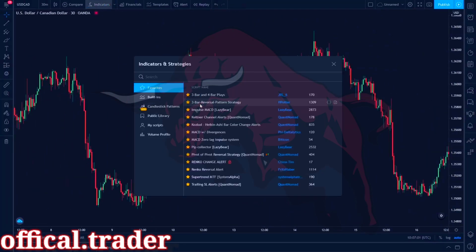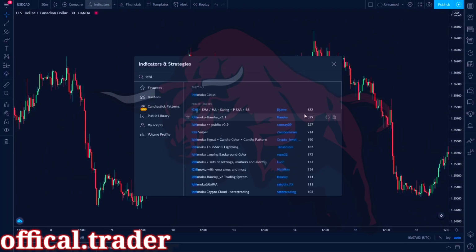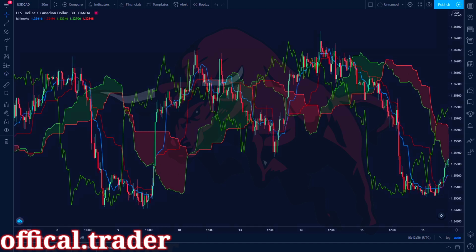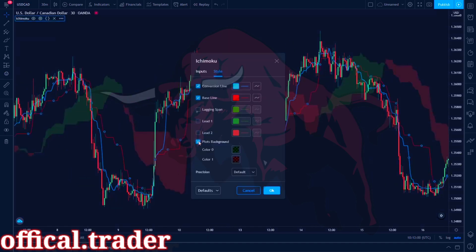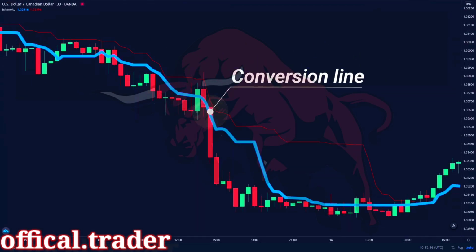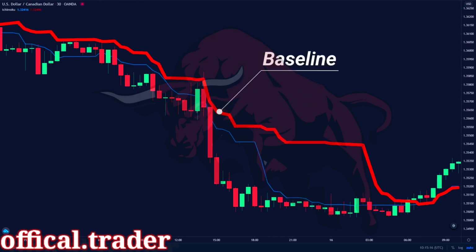If you search Ichimoku indicator on TradingView, you'll get this, a bunch of messy lines. At first glance, the Ichimoku indicator may look messy and complex, but it's actually very simple once you know how to use it. So let's break down the parts. To make it simple, I'm disabling all the parts except the conversion line, which is also known as the Tenkan-sen, and the baseline, which is also known as the Kijun-sen.